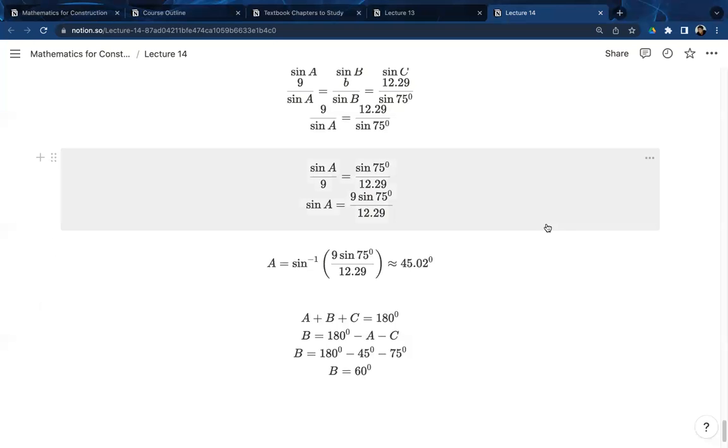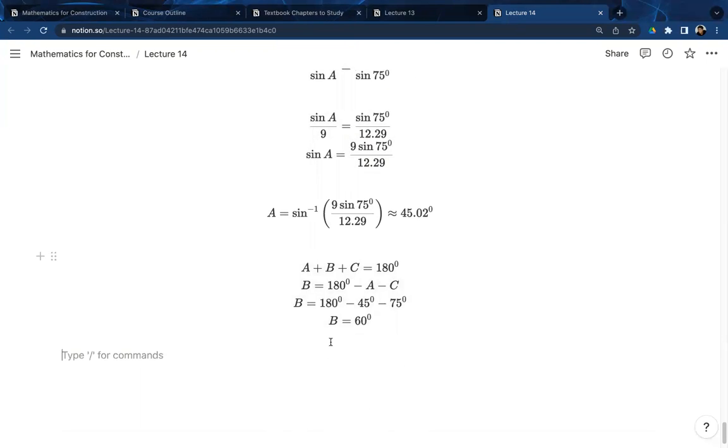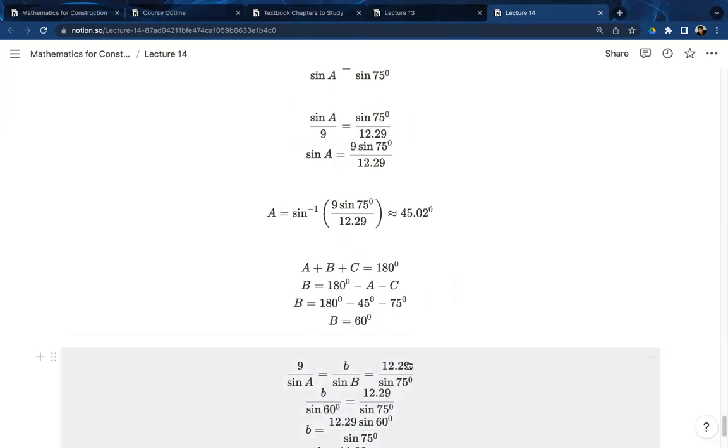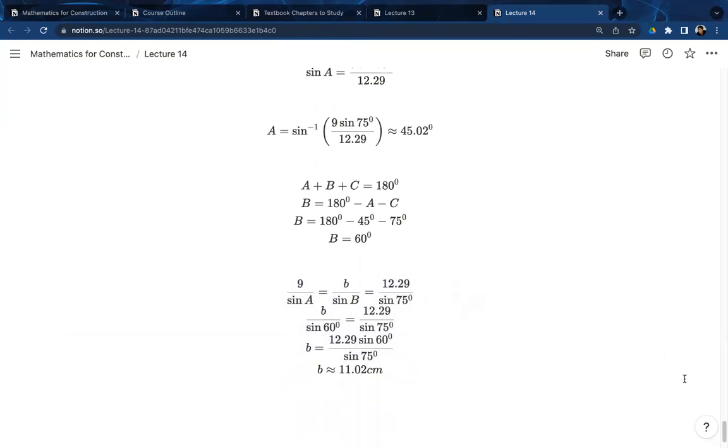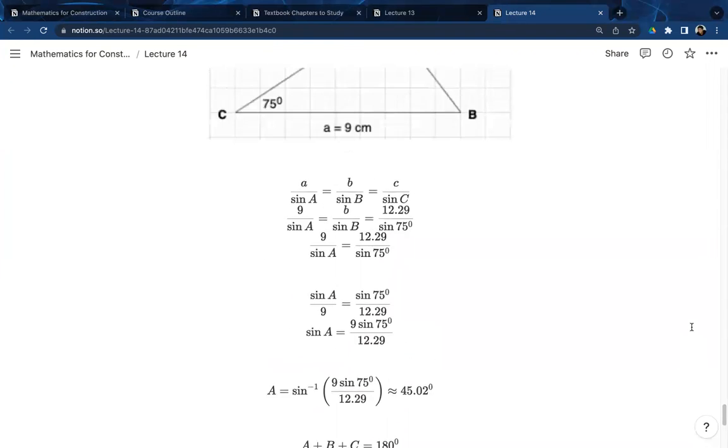And the other ratio we have is b over sine B. I just know what B is now, 60 degrees. So I could use the sine rule and the ratio that we were given, the c over sine C, right? 12.29 over sine 75. I could use that for b now. So B is 60, so I cross multiply, b is this value here. And I just substitute that, and I get 11 centimeters roughly. So there you go. That's how you would solve a question like this.